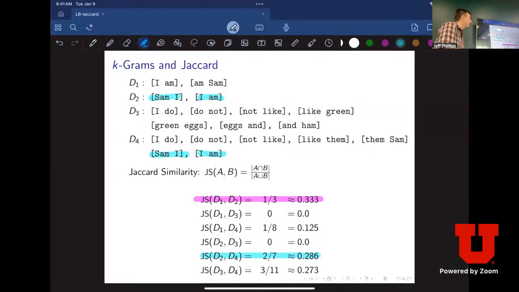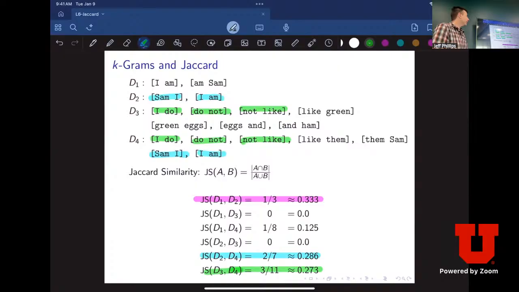So 2 out of 7 things, there's the exact replica of the Sam I am refrain. And then there's the D3 and D4. All right, so this is similar because they have "I do not like," right? So there are 3 things which are kind of the same, but it's divided by 11. So it's slightly less similar than D2 and D4.